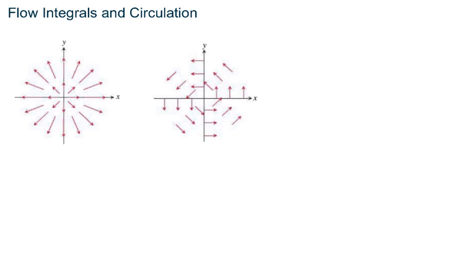Now we're going to talk about flow integrals as well as circulation. We have two vector fields here that we could consider. This first vector field, for instance, gives us an idea of zero circulation around that unit circle plane, whereas the second figure that we're looking at has a non-zero circulation. You can see we have this circular pattern occurring here.